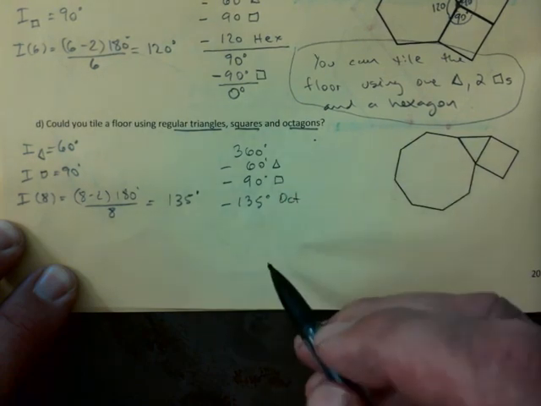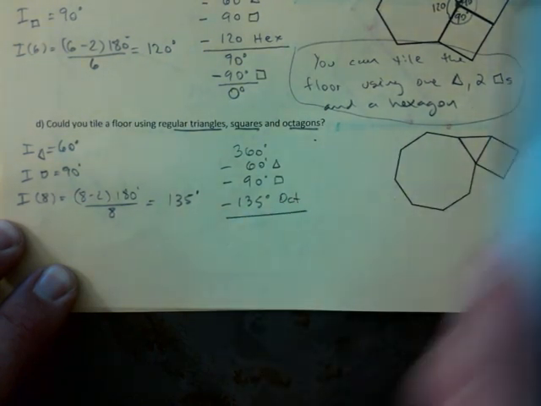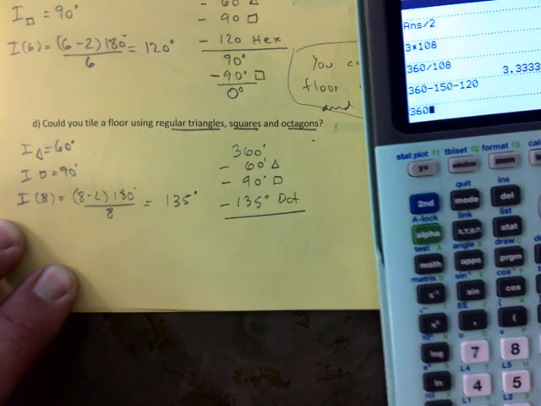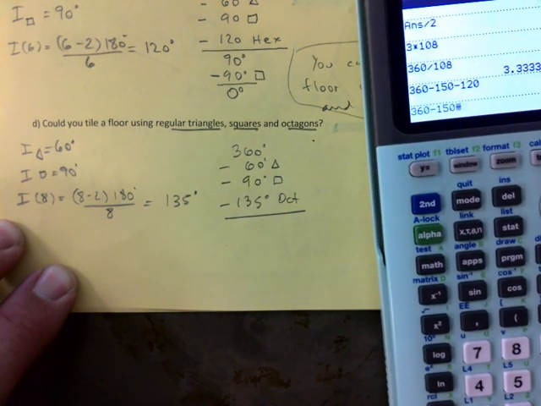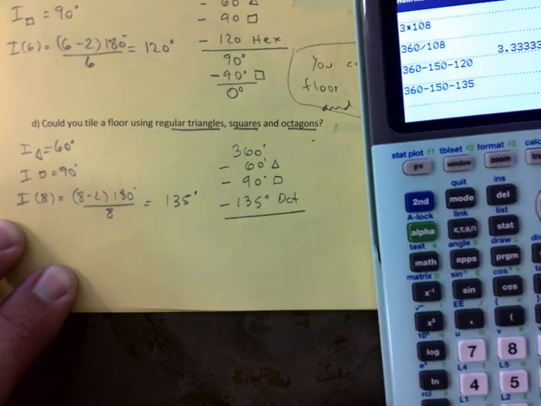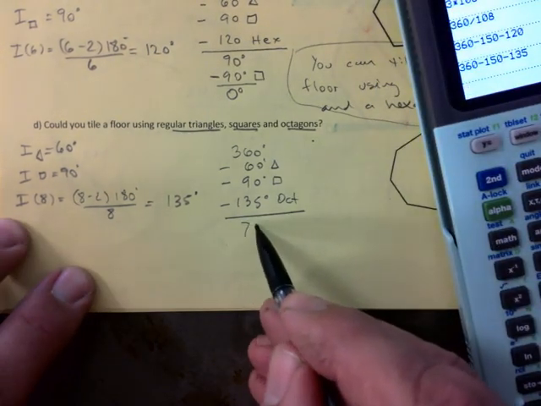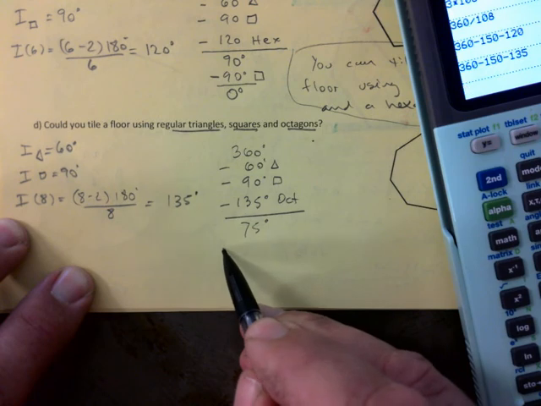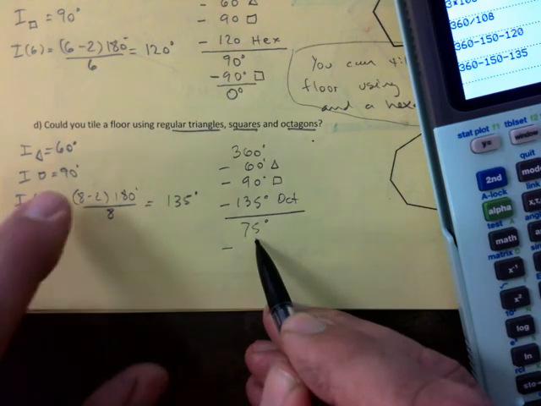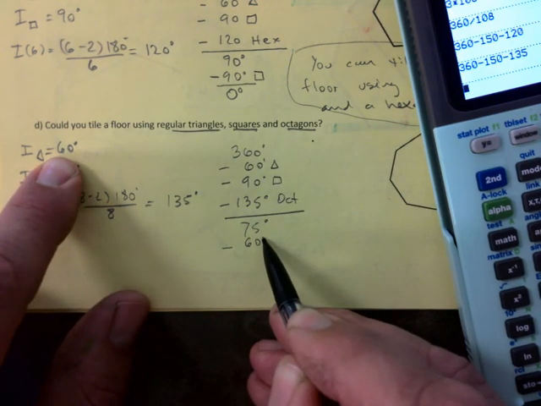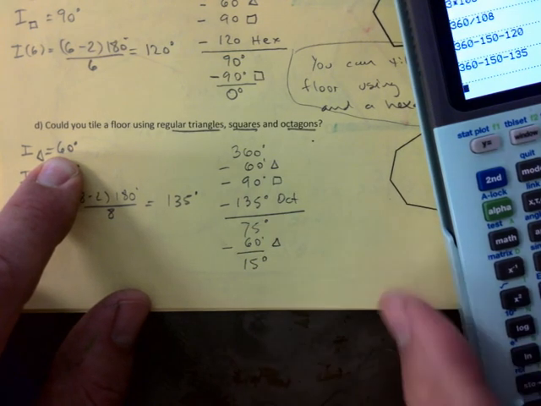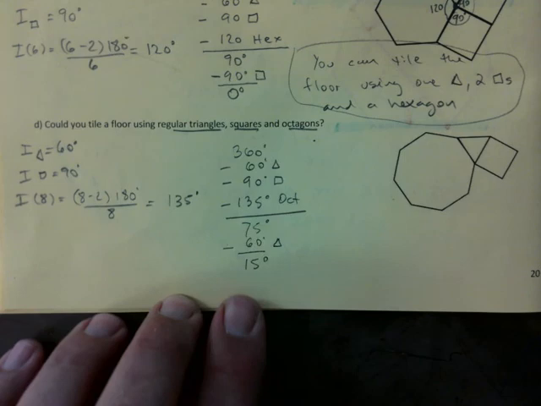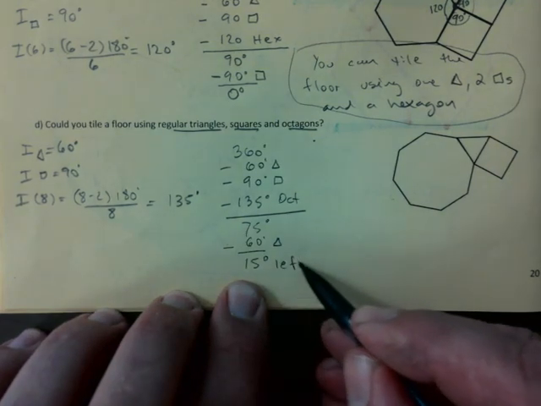I'm just going to go octagon there, and then you just try it, right? So see what's left. So there's 75 degrees left. So then you're like, well, what else could I use? I could use another triangle, right? And then I'm left with 15 degrees. So there's a leftover, right?